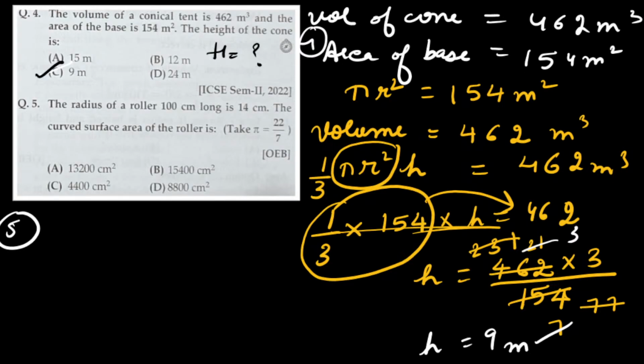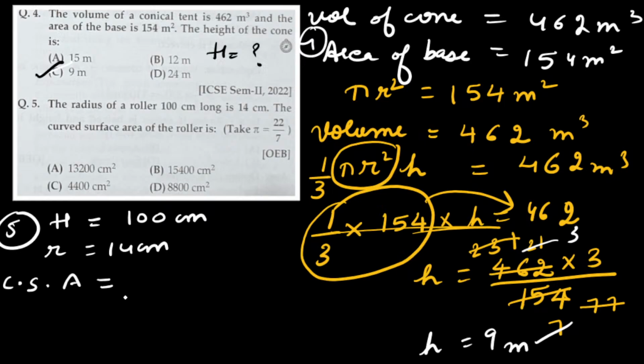So cylinder's height is given to us. Long means its height is given to us, 100 centimeter. Radius is given to us, 14 centimeter. We have to find the curved surface area. So curved surface area of cylinder. What's the formula of curved surface area of cylinder?